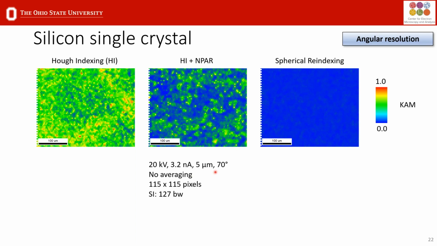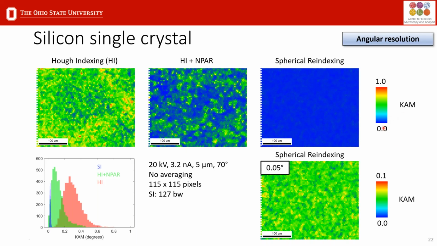Now with spherical indexing without pattern averaging, you can see that the angular precision is much better. And if we stretch the scale from not going from 0 to 1, but 0 to 0.1, you can see that the angular precision is around 0.5. If we plot the histogram of these misorientations, we can see with just traditional Hough indexing, we get a spread between 0.6 and 0.2. If we average the patterns, that really improves the angular precision, but then with spherical indexing, it's just completely different angular precision.